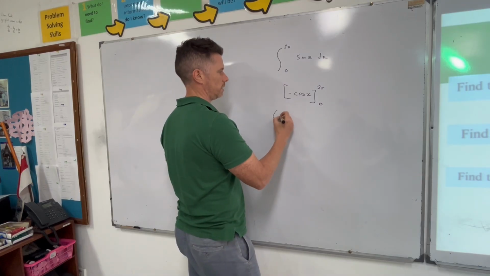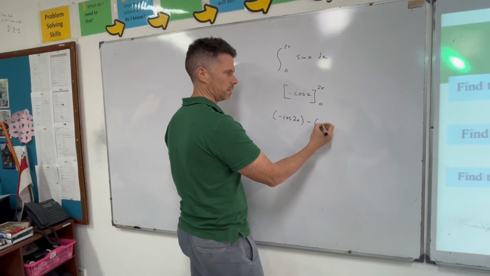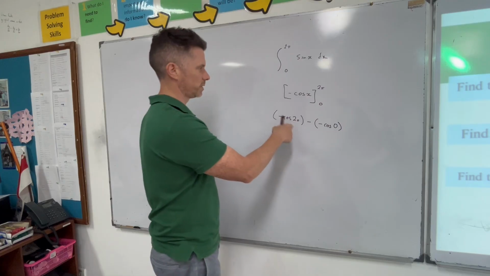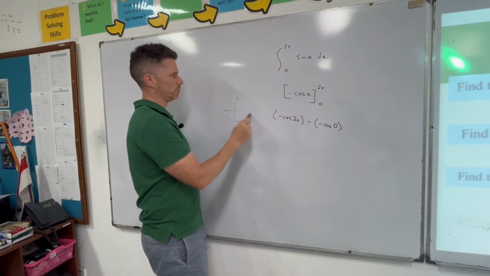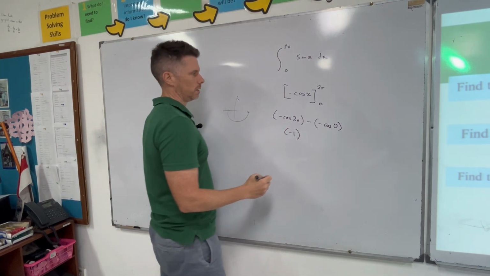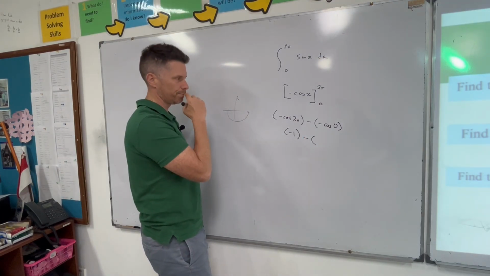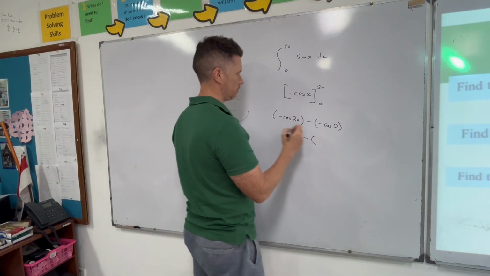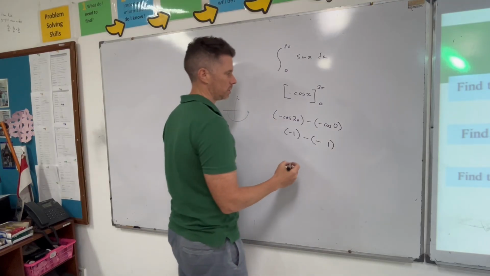So I get negative cosine 2 pi is one answer, minus cosine 0. What's cosine 2 pi? Cosine 2 pi is going to be 1, and then it's going to be minus 1. Wait, no, it should be 1, because minus. I haven't got there yet. What's cosine 0? 1. So it's minus 1? So it's plus 1. So 0. So there's no area.